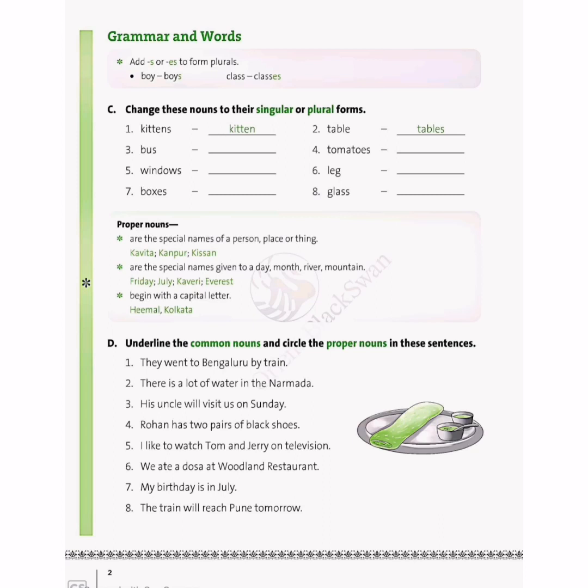Yesterday we started with worksheet number 1 from the Gulmohar English workbook. We have done the first page of that worksheet. Today we will go further. Today we will do pages number 2 and 3, which are related to grammar and words.